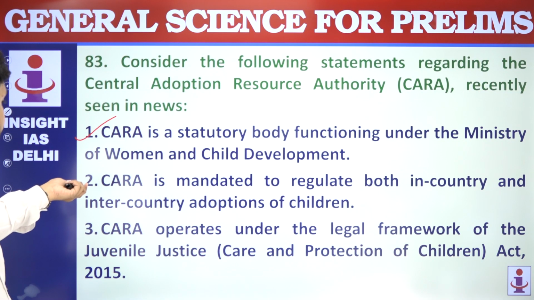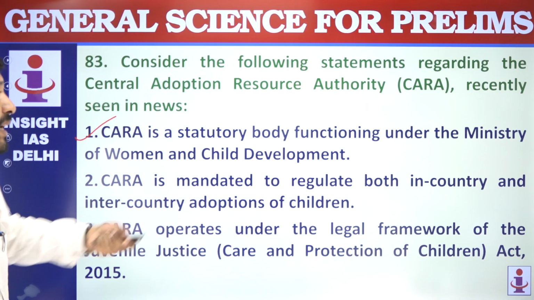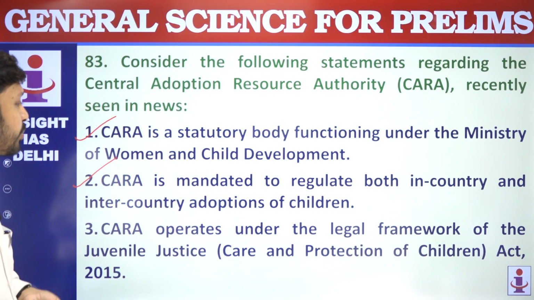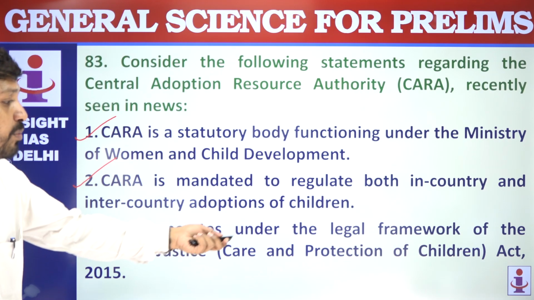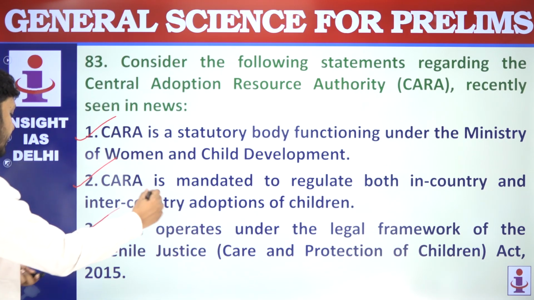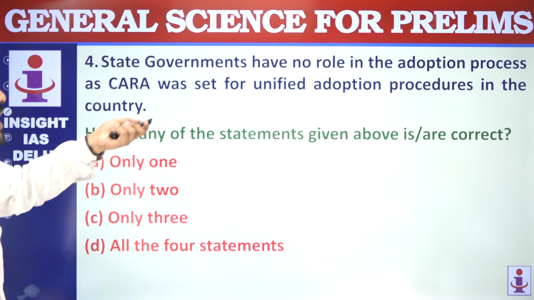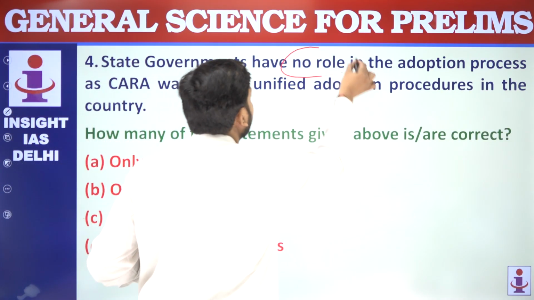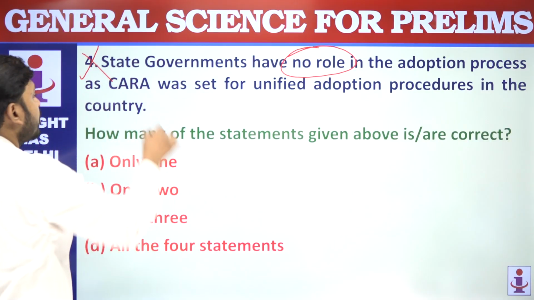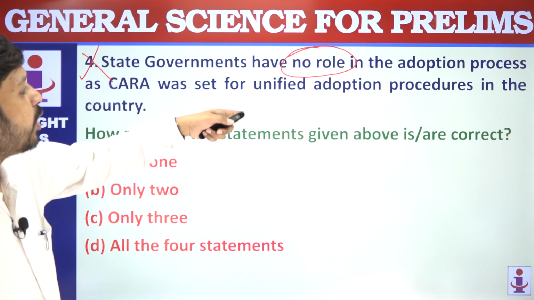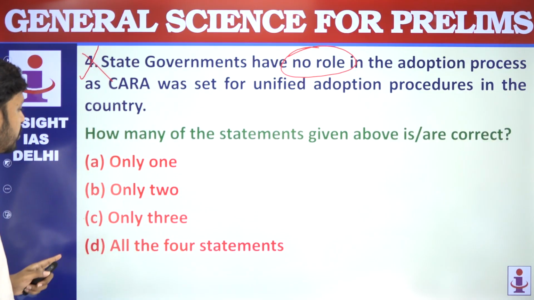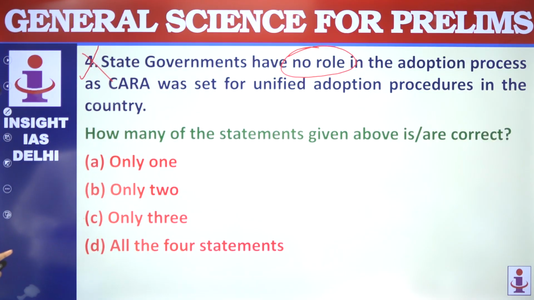Okay, so next one, CARA is mandated to regulate both in-country and inter-country adoption of children. This is also correct. CARA operates under the legal framework of the Juvenile Justice Care and Protection of Children Act 2015. This is also correct. And the next one, the state government have no role. No, state government will have a role in this one. So this is wrong, as CARA was set up for a unified adoption process in the country. So 3 statements are correct and they are asking for the correct ones. So answer will be this.